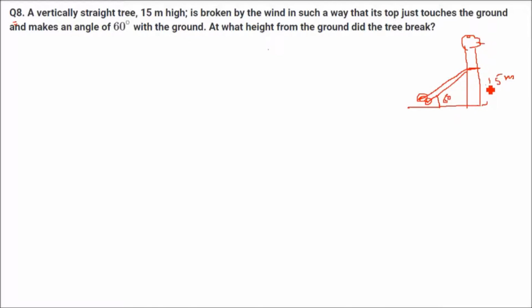If this whole, we take it as x from here to here, this will be 15 minus x, because from here to here it is 15. So if I take it as x, it will be 15 minus x. So what we can do here is, this is perpendicular, this is hypotenuse, so I can take sine 60. Sine 60 will be equal to x by 15 minus x. Sine 60 is root 3 by 2. This is going to be x, 15 minus x.